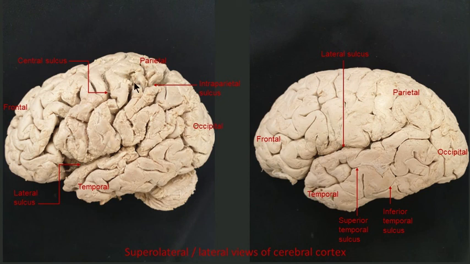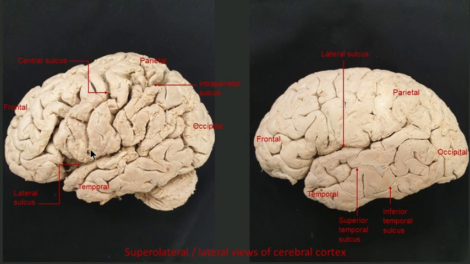Then behind the primary sensory area, we've got another sulcus here, kind of perpendicular to the post-central sulcus. This is the intraparietal sulcus, which splits up the parietal lobe into a superior parietal lobule or gyrus here, and an inferior parietal lobule or gyrus over here. So this is our superior parietal gyrus. This is the inferior parietal gyrus, separated by the intraparietal sulcus. And the post-central gyrus is in between the post-central sulcus and the central sulcus.